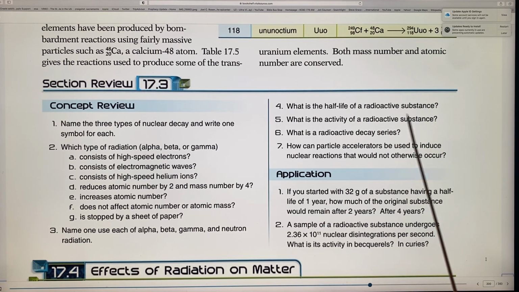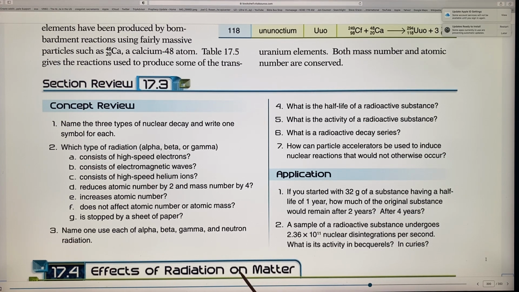So what is the half-life of a radioactive substance? The half-life is the decay rate of a substance. The length of time it takes for half of the original substance to decay into a new substance. Those are half-lives.